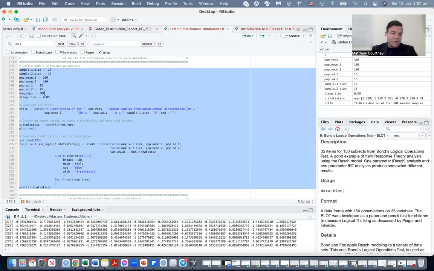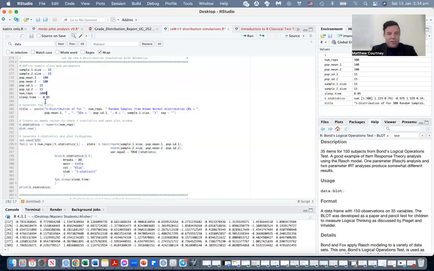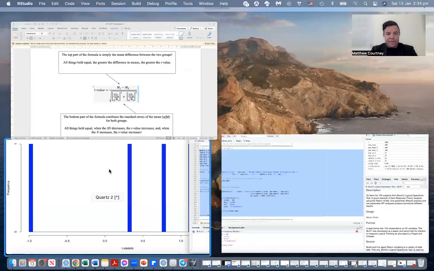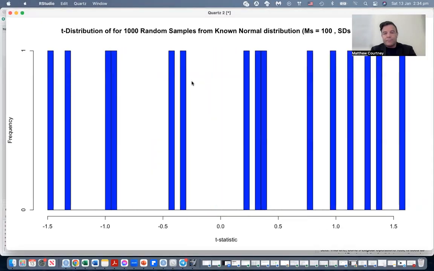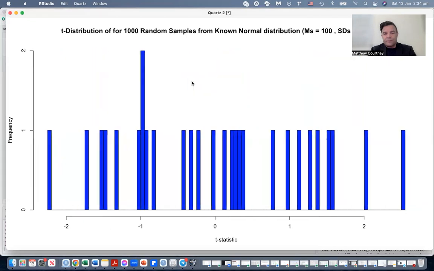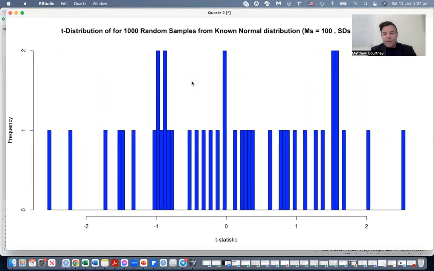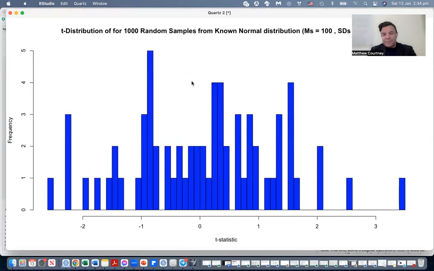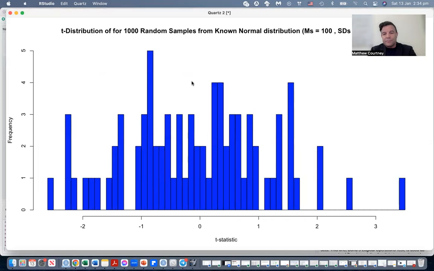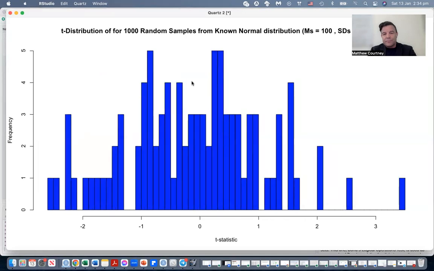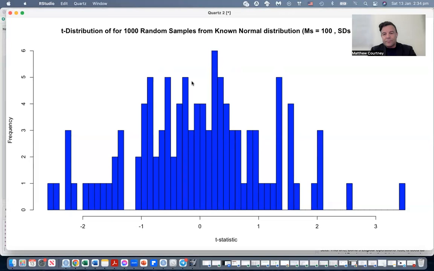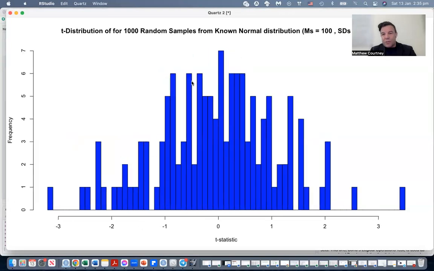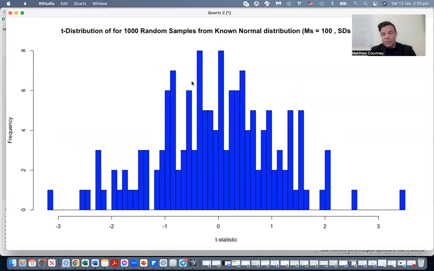Let's move to 1000 and watch that develop. You can speed this up if you like. So what we would expect would be a type of more smooth curve in this case.